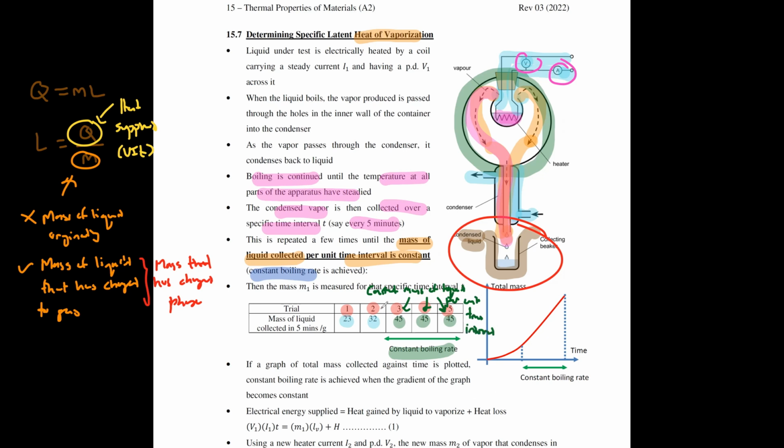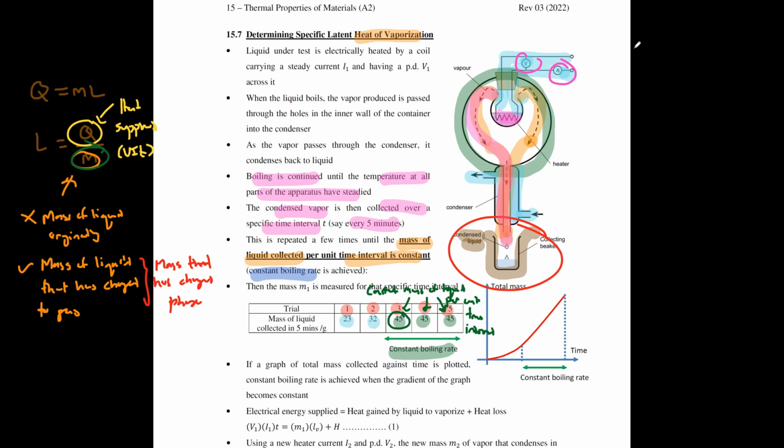Okay, so once you have reached this part here where you have constant boiling rate, where you have constant mass of liquid per unit time, that is the mass that you will use for this equation. Now, sometimes they don't give you a table. Sometimes they give you a graph instead. From the graph itself, you should be able to recognize when you reach constant boiling rate.